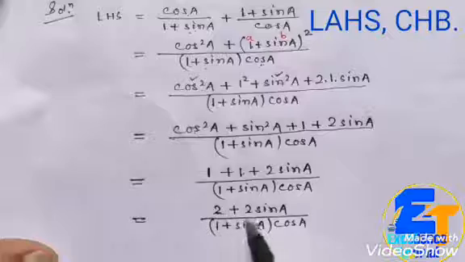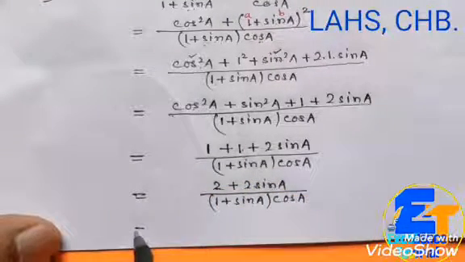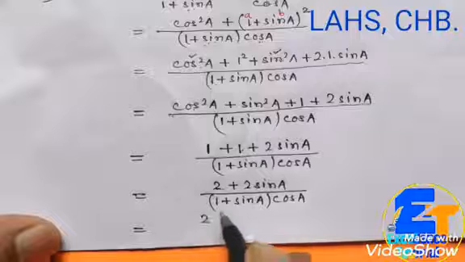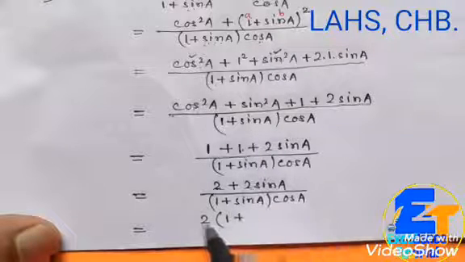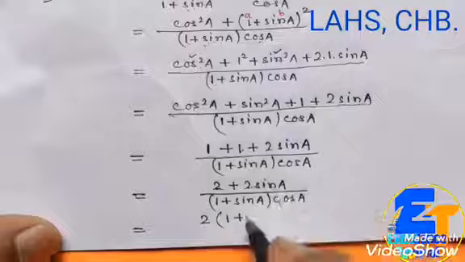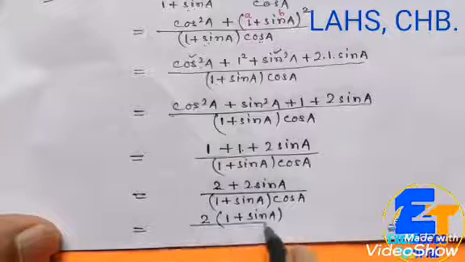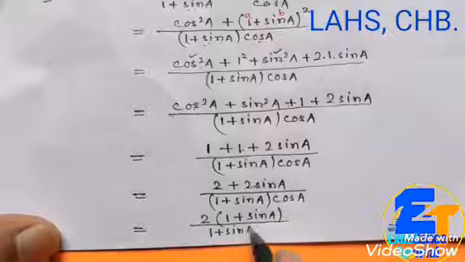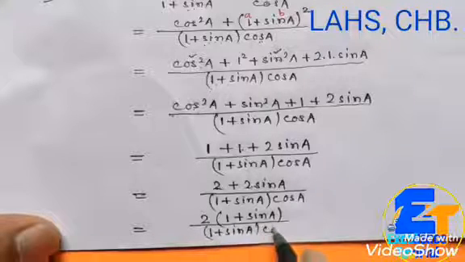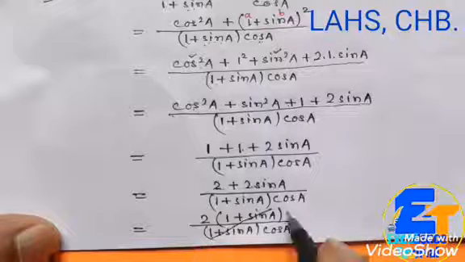2 is common between these two terms. So see here, we'll take 2 as common, so 1 in this place. Since 2 we have taken as common, only the sin A ratio is left, upon 1 plus sin A into cos A. Now see, you can cancel these two, so what is left?